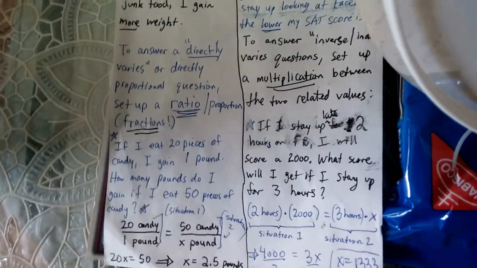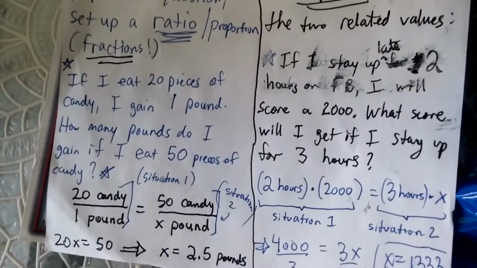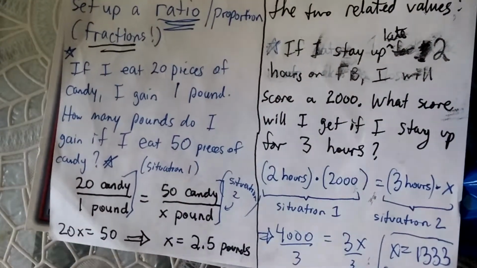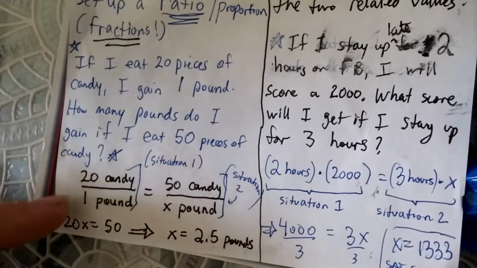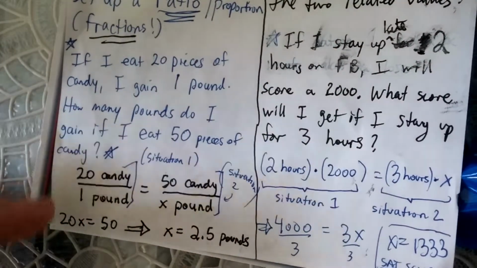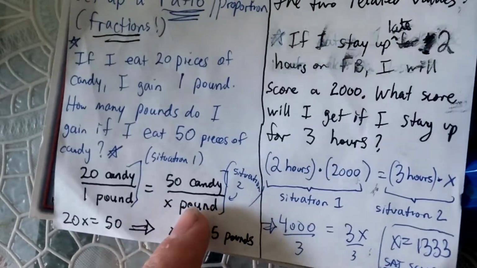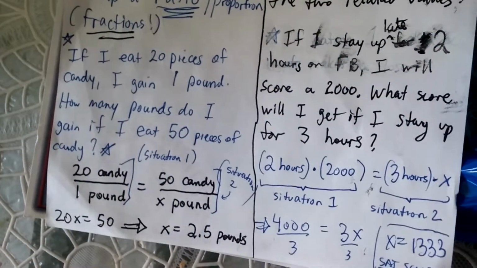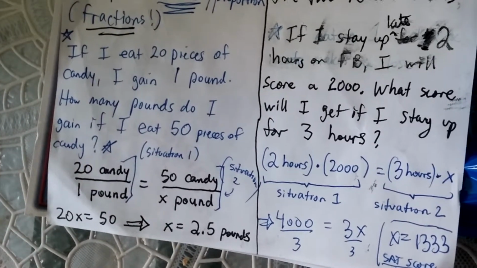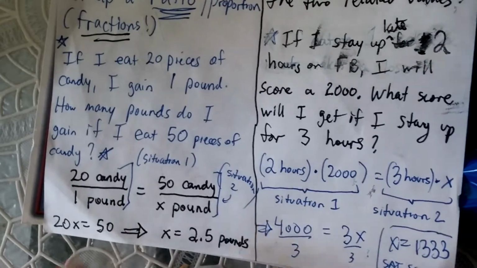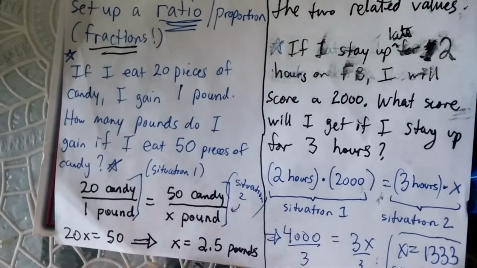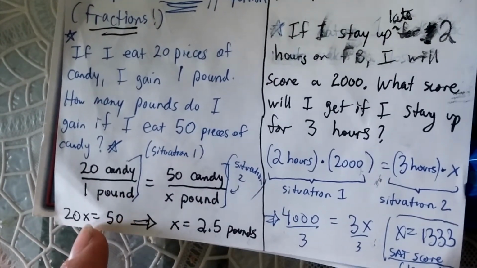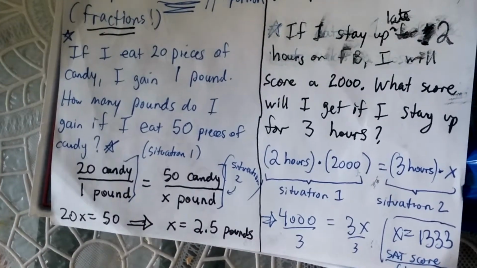If you take a look right down here, I've set up my two situations. My first situation is a fraction because we're dealing with a direct proportion. I say if I eat 20 pieces of candy, I gain 1 pound. Set it up as a fraction, 20 over 1. That is equal to the second situation. If I eat 50 pieces of candy, how many pounds am I going to gain? Essentially, we do the math that I already showed you. You cross multiply. So 20 times x equals 1 times 50, which is 50. And if you solve for x, which is the number of pounds, you will get 2.5.